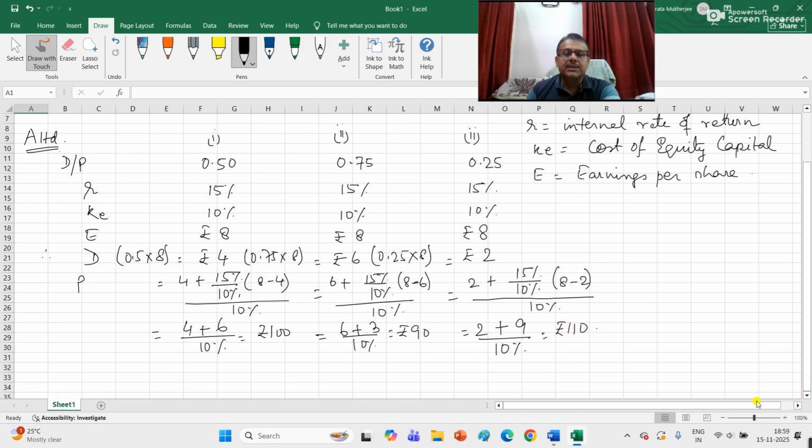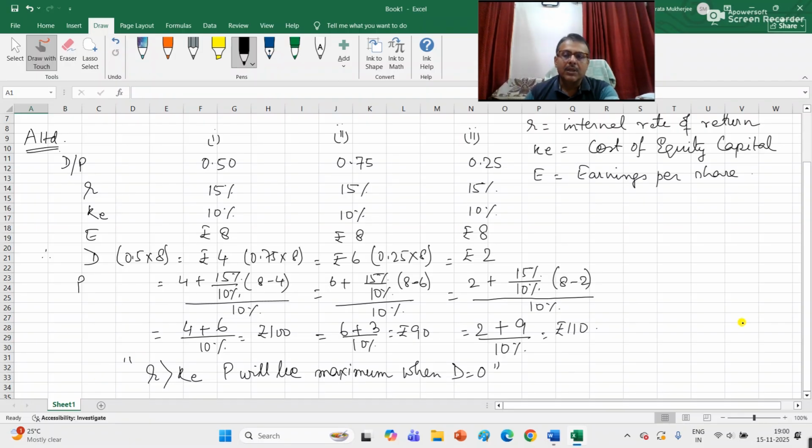So what does this signify? What do you derive from this situation? When R is greater than KE, P will be maximum when D is equal to 0. This is the deduction of Walter's model, that if your internal rate of return is more than cost of equity, then P will be maximum if dividend is equal to 0. So entire earnings will be retained within the company and it will be employed in the business.